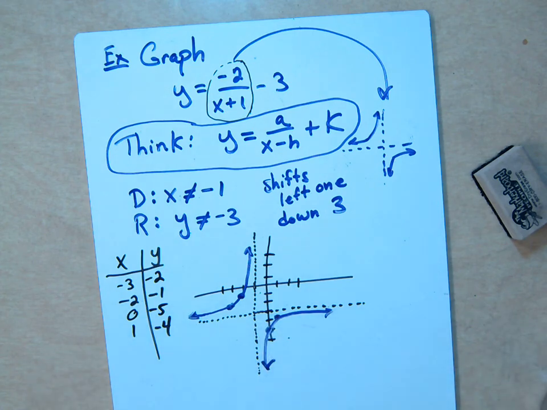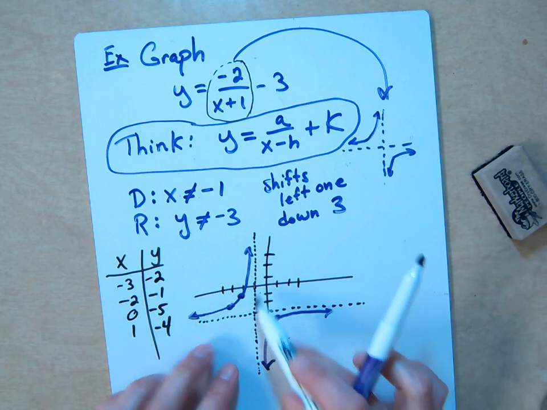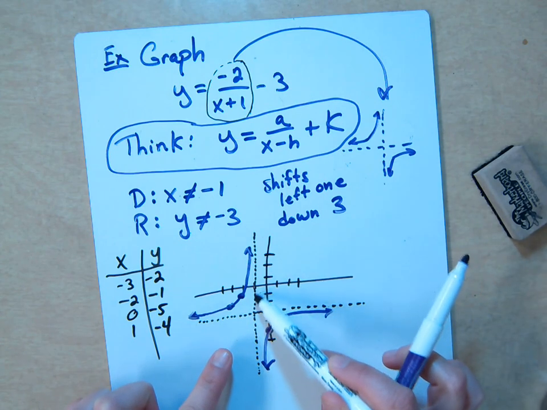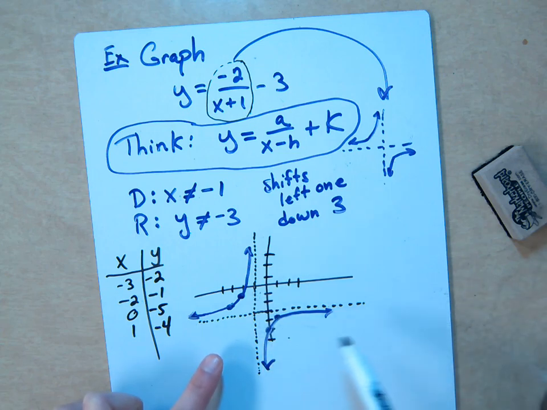It's like, you know that you play a video game and you have a crosshair, right? Like this X, and this X just shifted left 1 and down 3. So the whole thing just moved to the left and down. And then there's our graph of that rational function.